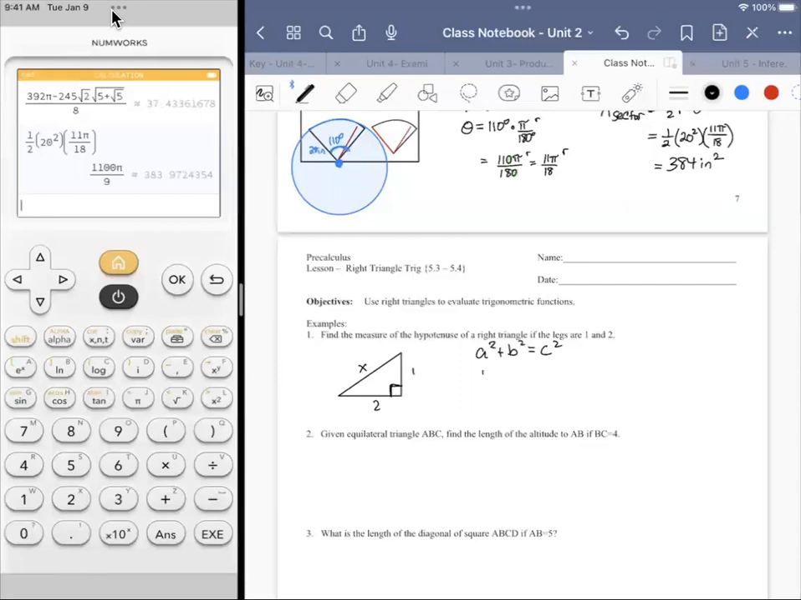So I would say 1 squared plus 2 squared is equal to x squared. I could have called the hypotenuse c if I wanted. It really didn't make a difference. All right. So 1 plus 4 is equal to x squared, which means 5 is equal to x squared, which means x has to be equal to the square root of 5. All right. All stuff that, you know, it's not new.